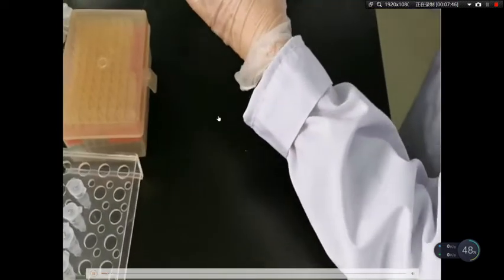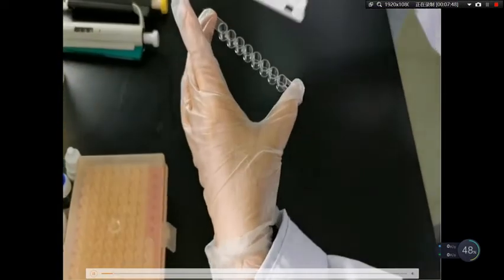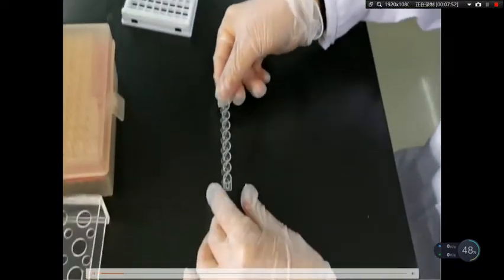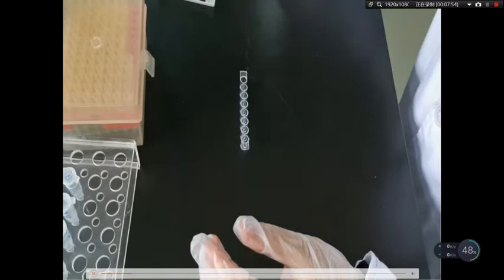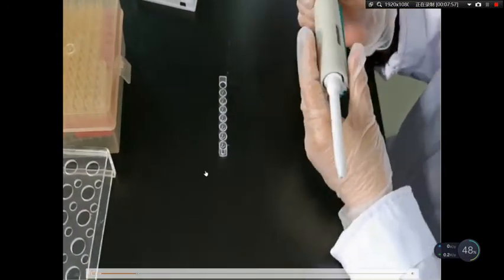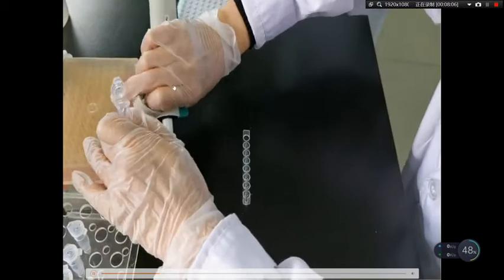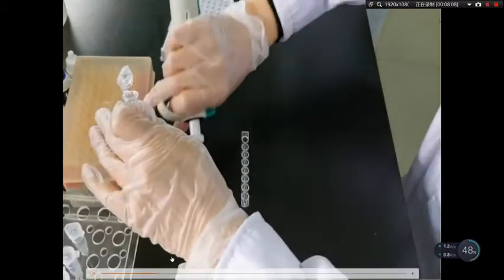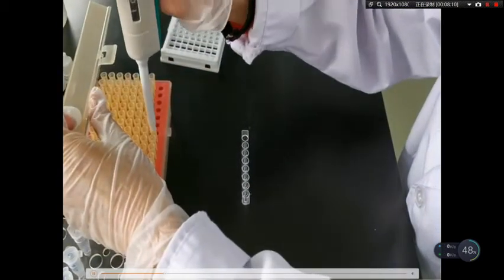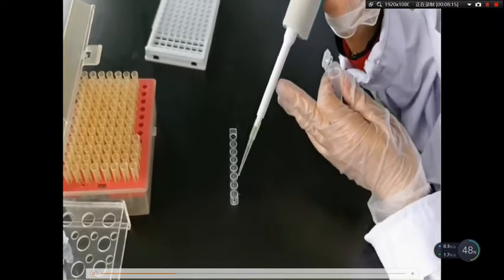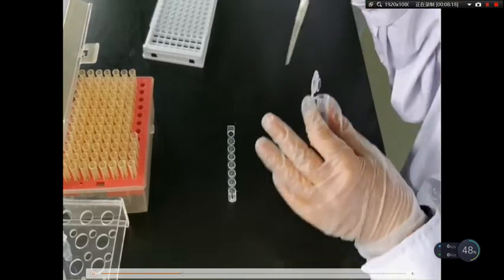Now take the plate coated with capture antibody, and we take one strip of the plate containing 8 vials, and then we will add samples to the vials from left to right, 100 microliters per vial. We start with filling the first 2 vials with positive serum.